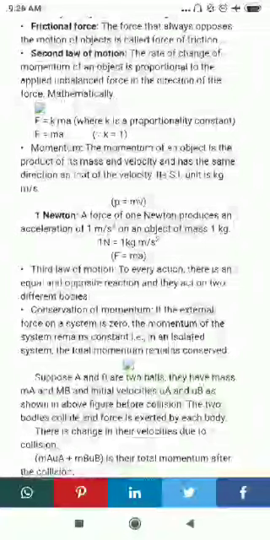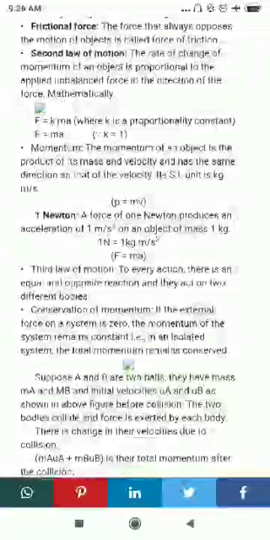But how will you write it mathematically? F equal to kma. F stands for force, k is a constant, m is the mass, a means acceleration. Okay, k is the proportionality constant. You can also write F equal to ma when the value of k is 1.